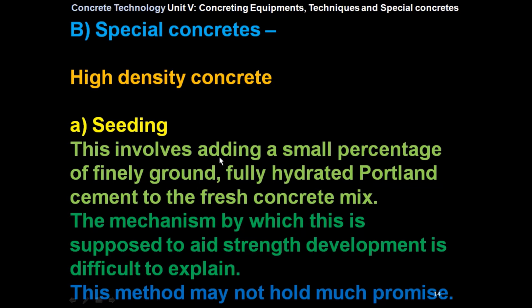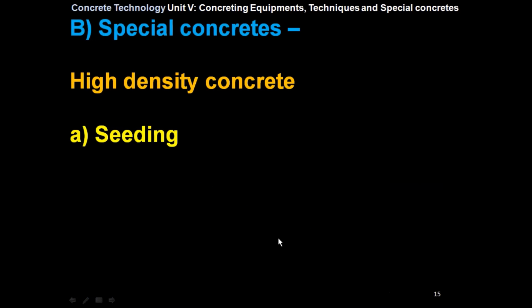This involves adding a small percentage of finely ground, fully hydrated Portland cement to the fresh concrete mix. The mechanism by which this is supposed to aid strength development is difficult to explain. This method may not hold much promise. So we have seen the seeding.